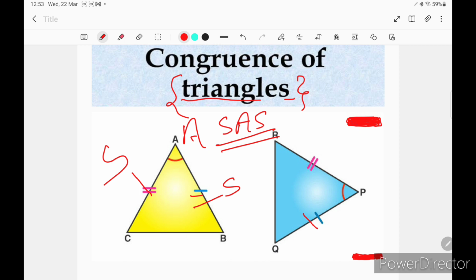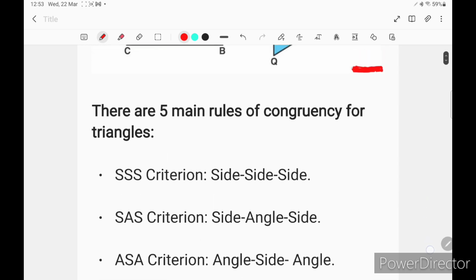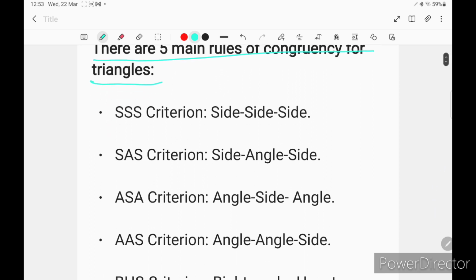Okay, let's talk about the criteria. How many criteria are there? There are mainly 5 criteria. First is your SSS criteria. What do you mean by the SSS criteria? First of all, understand what S means and what A means. S means side, A stands for angle.